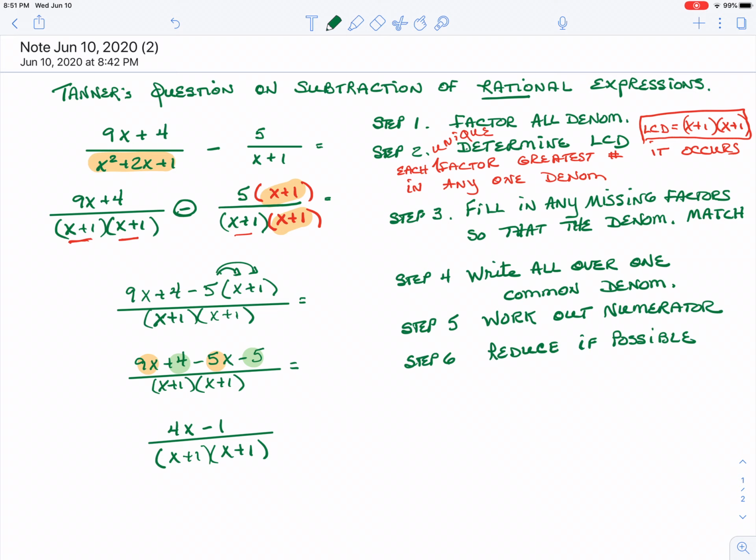The last step is to reduce if possible. And in order to do that, you would look in the numerator and see if you could factor it and get one of those factors to cancel with something in the denominator. That's not going to happen because that numerator is prime. 4x minus 1 is prime. So this is where you want to stop. This is the subtraction completed.